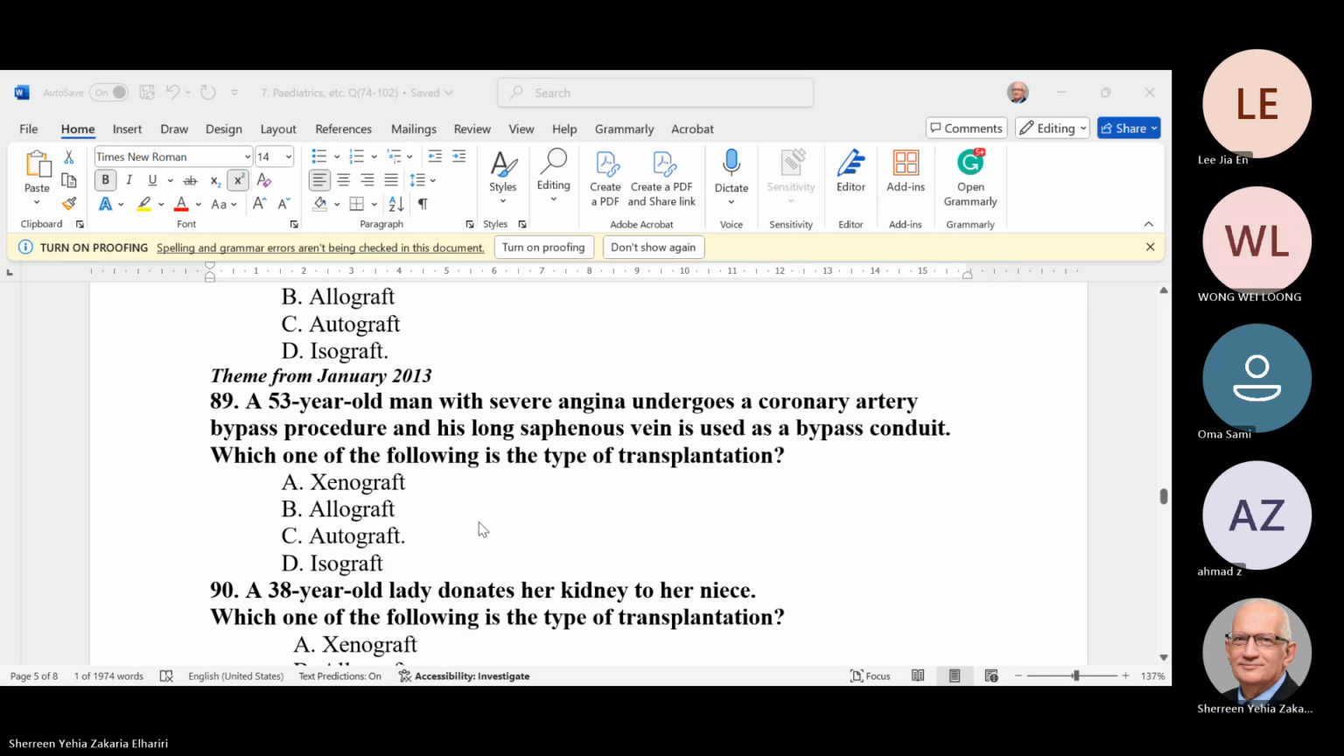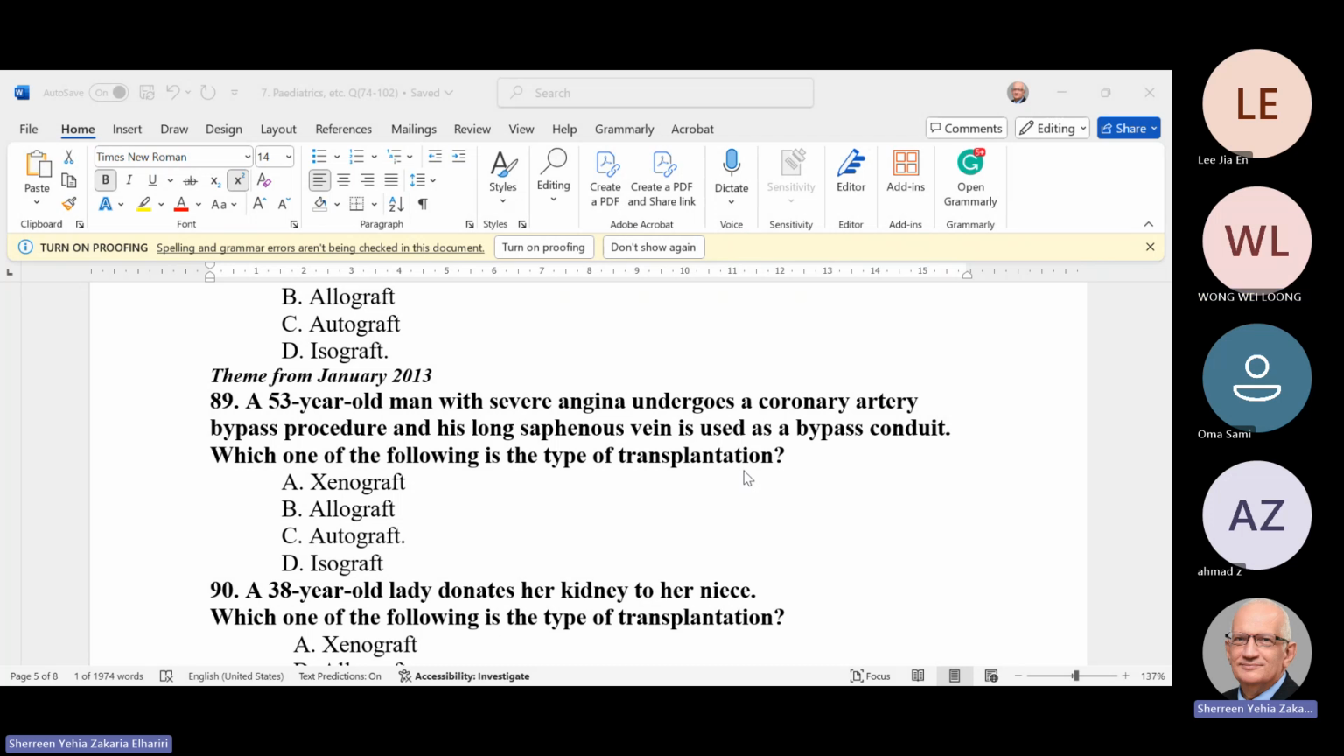Okay. A 53-year-old man with severe angina undergoes a coronary artery bypass procedure. His long saphenous vein is used as a bypass conduit. What is the type of transplantation? It is taken from the same patient, so it is an autograft. By the way, nowadays we don't use the long saphenous vein. Anyone know which artery is used now for coronary bypass? Easy, accessible in the thorax, nearby. Internal mammary, yes, internal mammary.